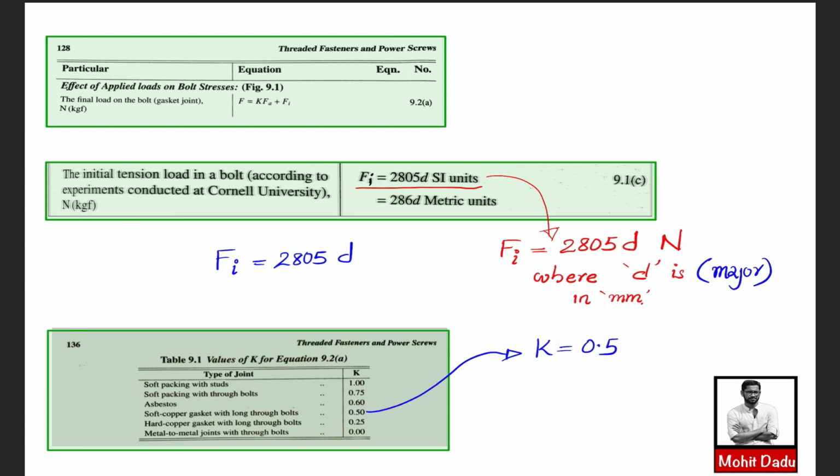Now you have all the values to be substituted in this equation. The net load acting is F equal to K into Fa plus Fi. So F is equal to K, which is 0.5, into Fa, which is 4123.34, plus 2805d. All values are in Newton, and d is to be substituted in mm, which is the major diameter. Now we have the net load, and from this net load we will evaluate the stresses. For evaluating stresses you have to divide this net force by the tensile area, which we will see now.